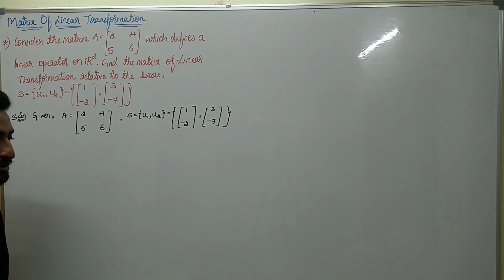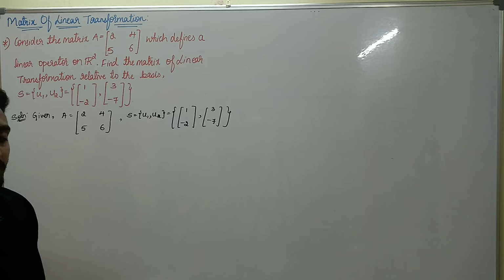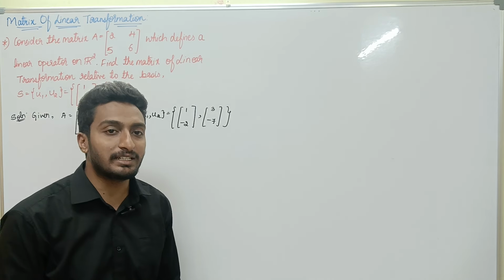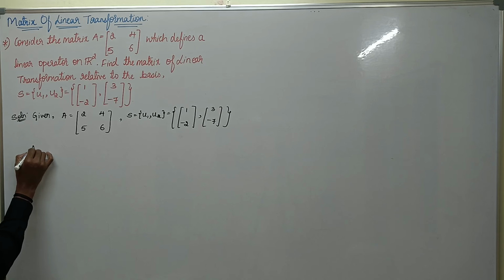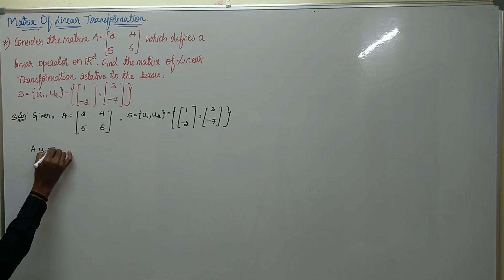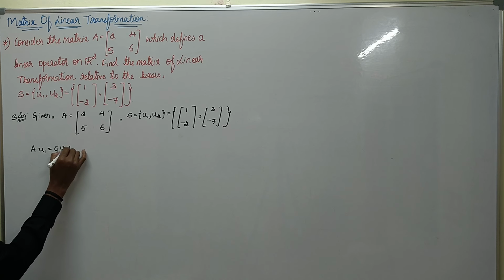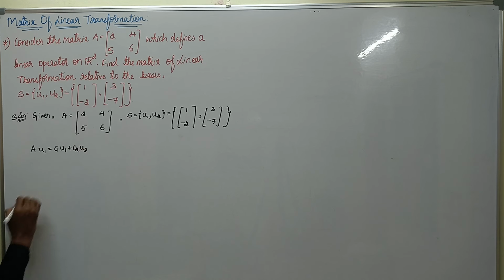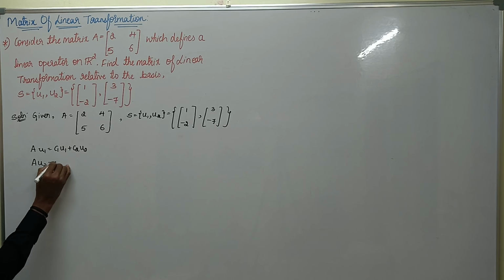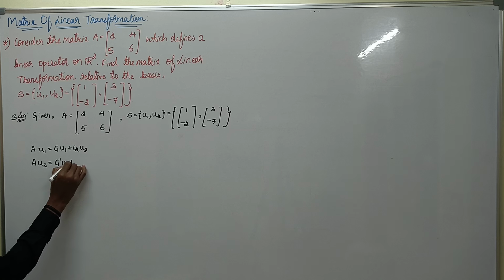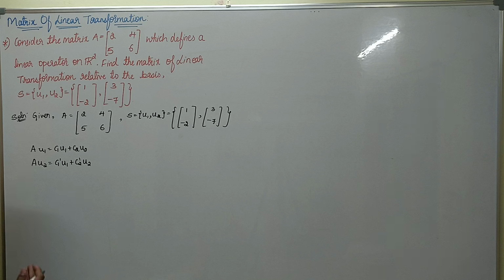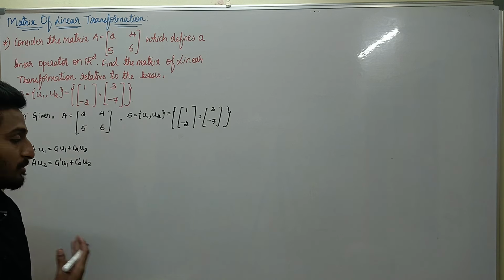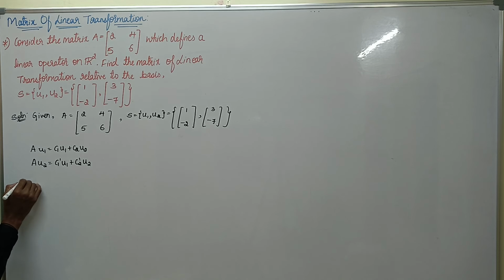How do we represent these coefficients? There is a standard condition. We use the previous method, that is the linear combination method. The linear combination is A u1 equal to c1 u1 plus c2 u2. This is the first term, and the next part is A u2, which is equal to c1 dash u1 plus c2 dash u2. What are c1, c2, c1 dash, c2 dash? That is what we call the coefficients of the matrix. To find this, let us represent it first.